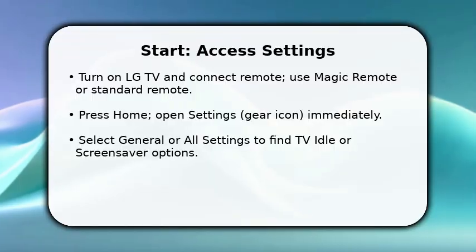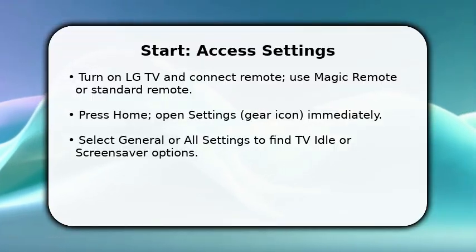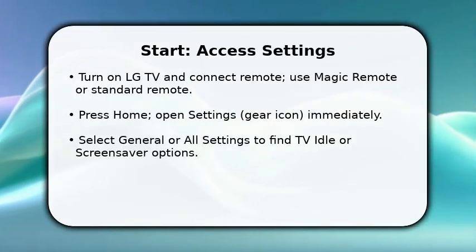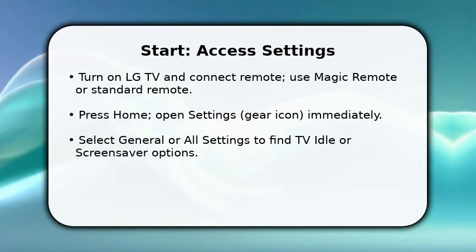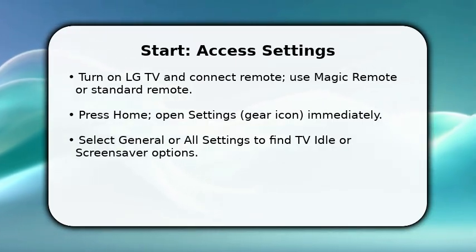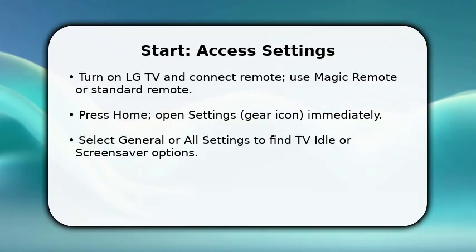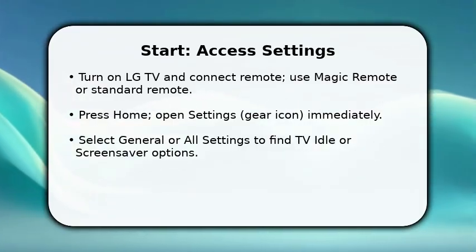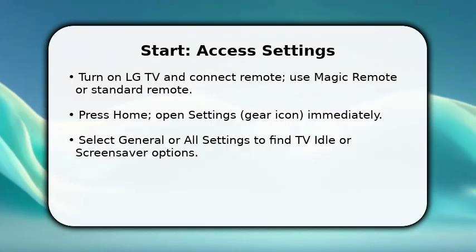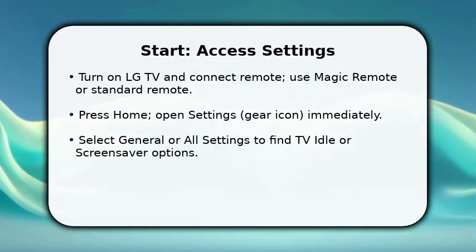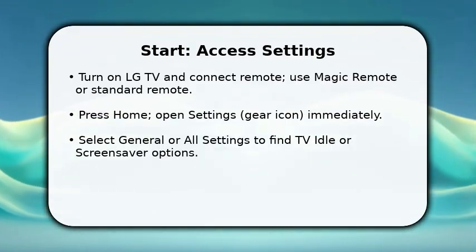You begin by turning the TV on and grabbing the remote. This step gets you into the menus fast. Press Home and navigate to Settings. I want you to open General or All settings right away. This location holds the TV idle, screensaver, or home screen settings depending on your model. Knowing where to look saves time. Once done, move to the Display or Screensaver subsection so you can start changing the active screensaver option.